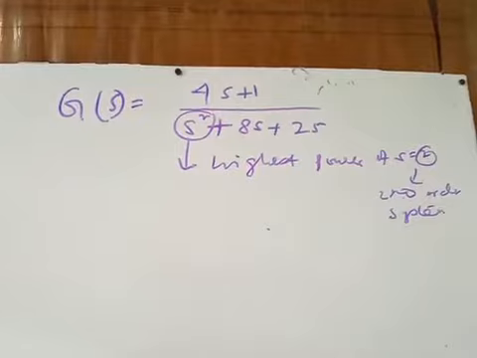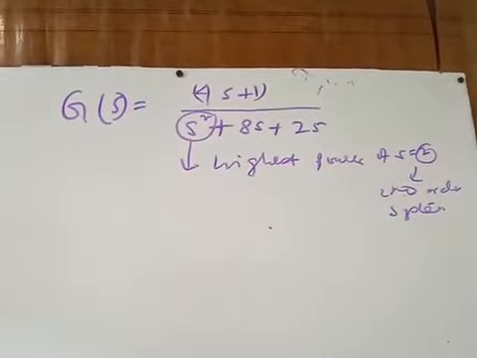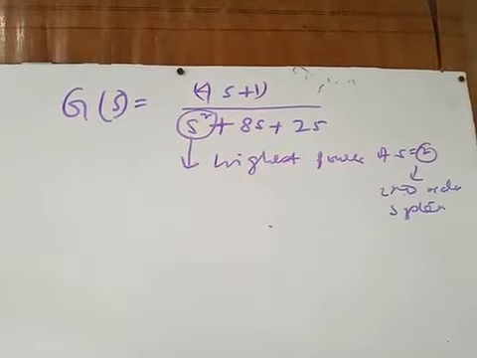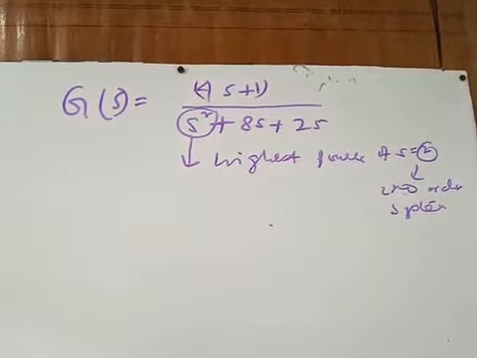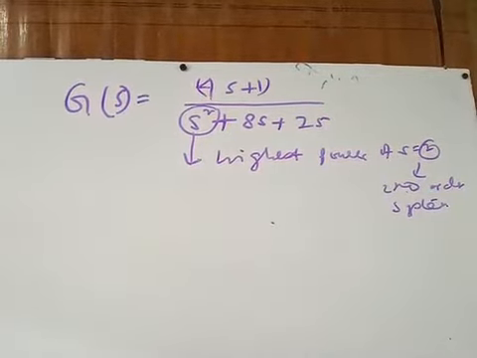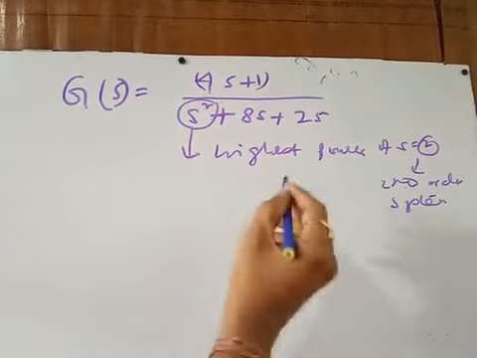Whatever may be the value or power of s in the numerator. So this is 4s plus 1. This may be only 1. This may be 4s square plus 1. This may be 4s cube plus 1, whatever. So you need to concentrate on the highest power of s in the denominator. Now this is known as the order.